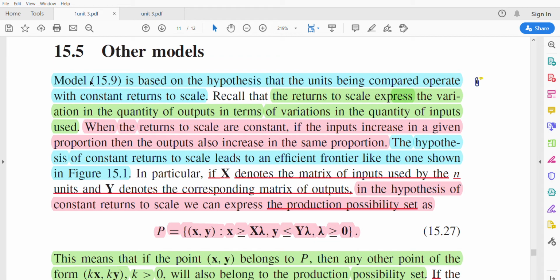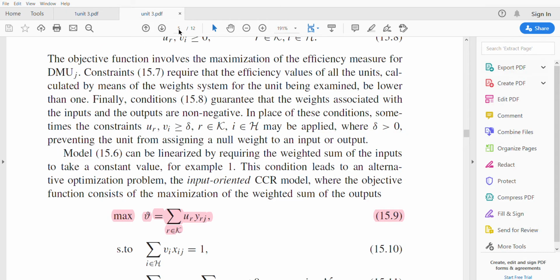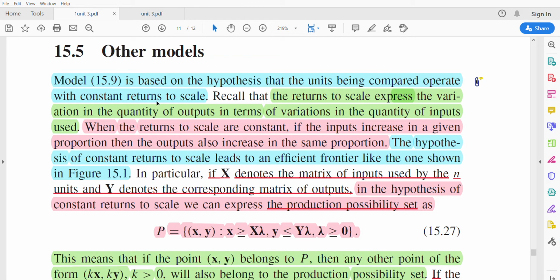In the previous session, the model shown in 15.9, you can see this model here in the fifth page. This model is based on the hypothesis that the units being compared operate with constant returns to scale. So whenever we reach the constant returns to scale, then it is the efficient one, obviously. So in this model, the hypothesis is based on the units being compared operating with constant returns to scale.